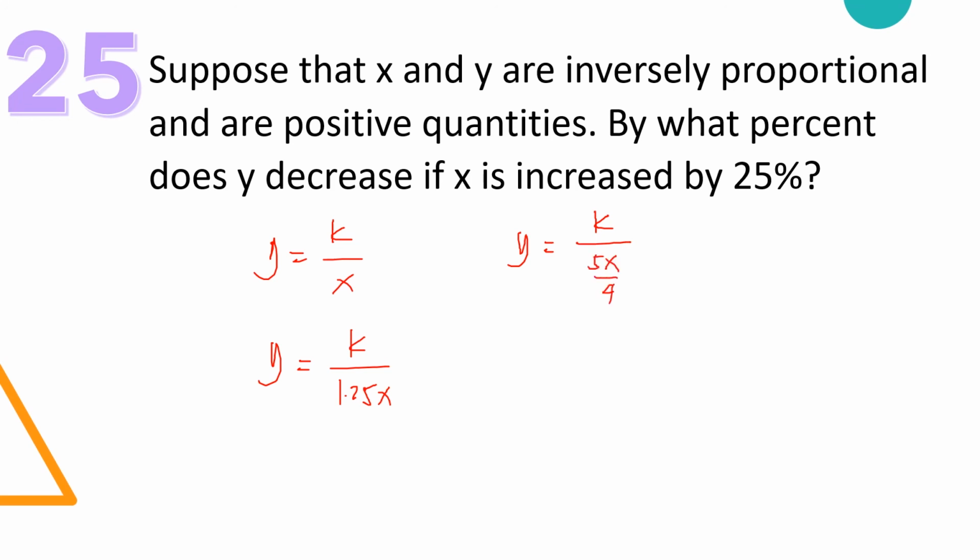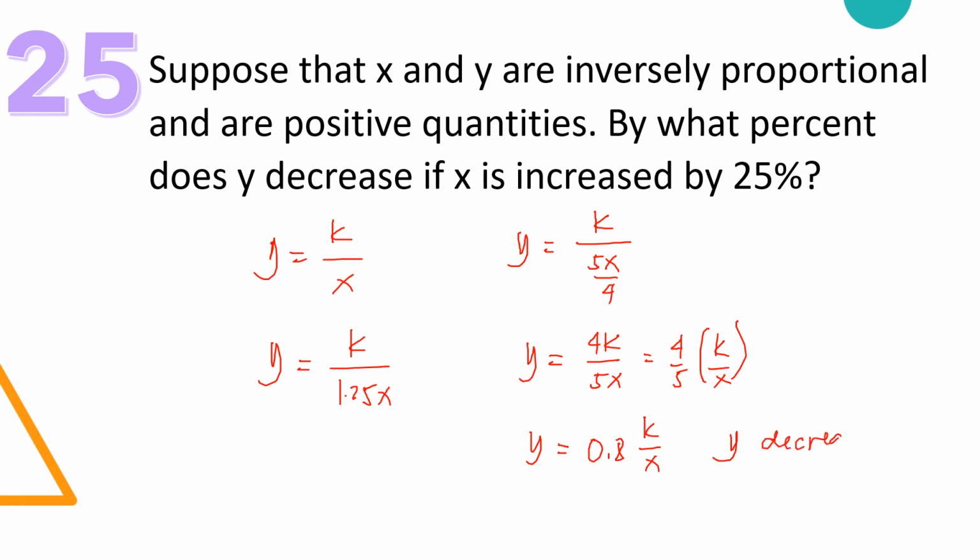Simplifying, we have y is equal to 4k over 5x, or 4/5 of k over x, and that is y is equal to 0.8 of k over x. That means y is decreased by 20%.